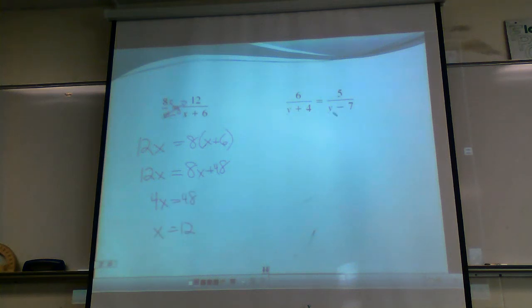All right, same thing goes here. I don't want to see that. Okay, don't do that. Not correct. Make sure you always remember when you're doing the cross multiplying stuff. That 6 is multiplying everything there. That 5 is multiplying everything there.